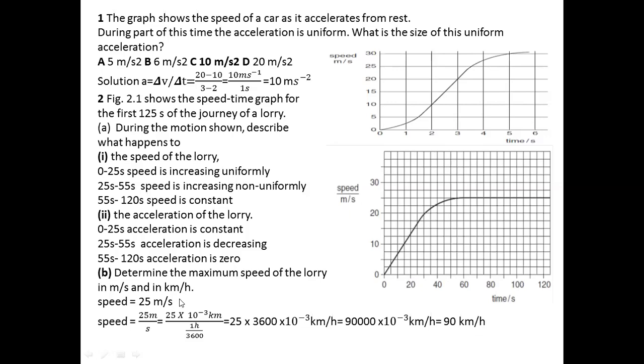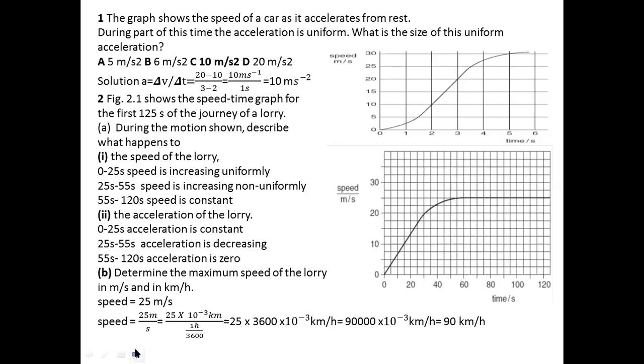And we have to give the answer also in kilometer per hour. How to calculate the answer in kilometer per hour? So meter will be replaced by kilometer, and 1 meter is equivalent to 10 power minus 3 kilometer. And second has to be replaced by hour. So 1 second is equivalent to 1 over 3600 hour. So after simplification, the answer becomes 90,000 into 10 to the power minus 3 kilometer per hour, and the final answer is 90 kilometer per hour.